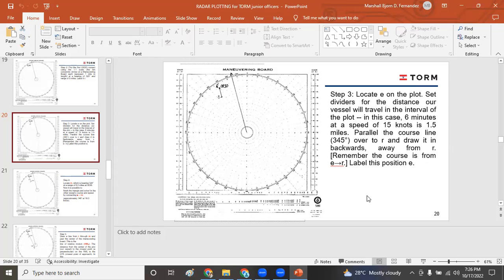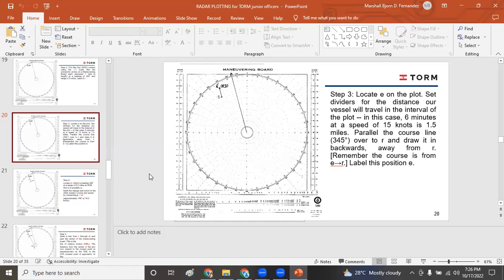And with that, you have to use the DST formula. Distance is equal to speed times time over 60. Kindly please calculate: 15 times 6 over 60 is 1.5.